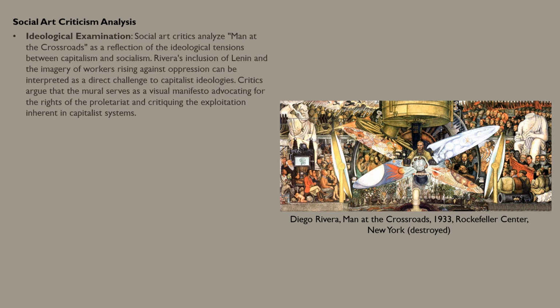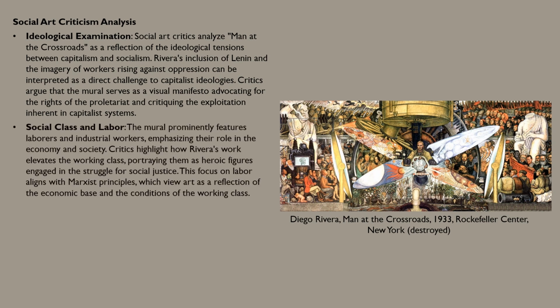So, social art critics analyze Man at the Crossroads as a reflection of the ideological tensions between capitalism and socialism. Rivera's inclusion of Lenin and the imagery of workers rising against oppression can be interpreted as a direct challenge to capitalist ideologies. Critics argue that the mural serves as a visual manifesto advocating for the rights of the proletariat and critiquing the exploitation inherent in capitalist systems.